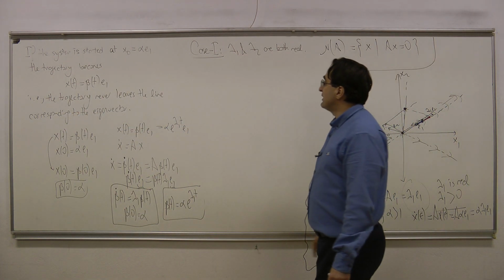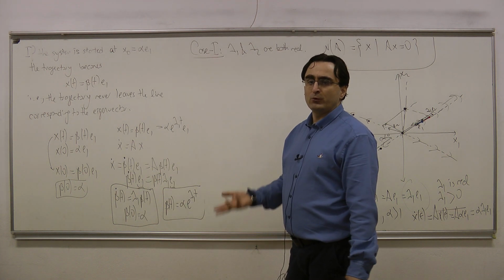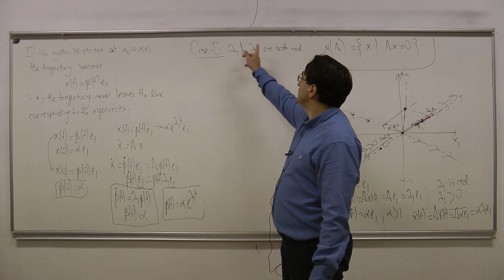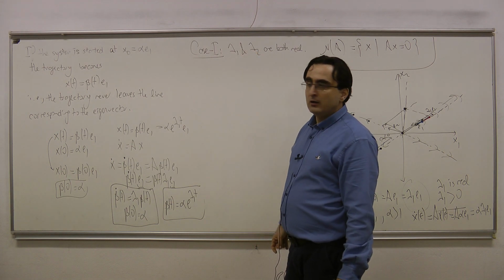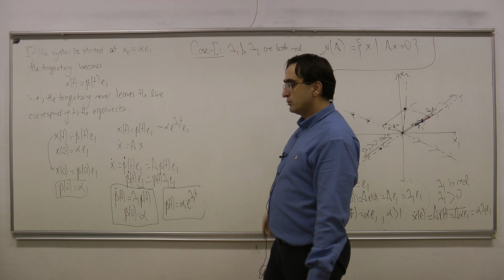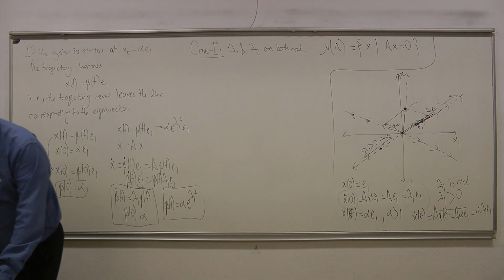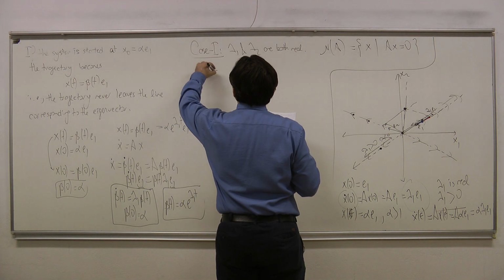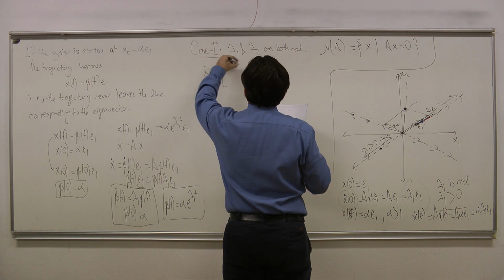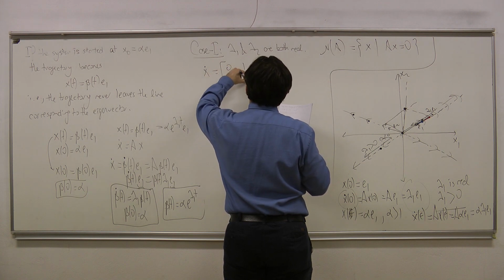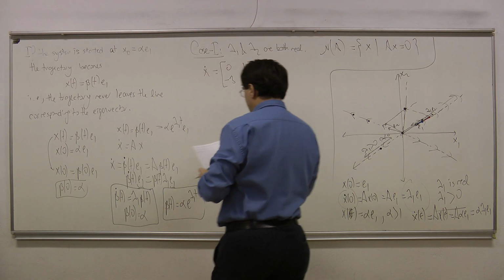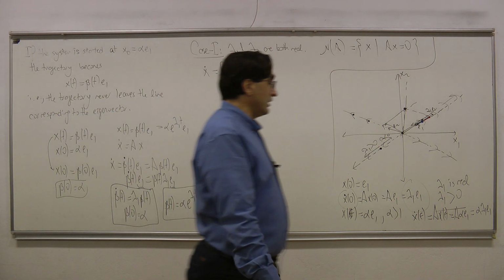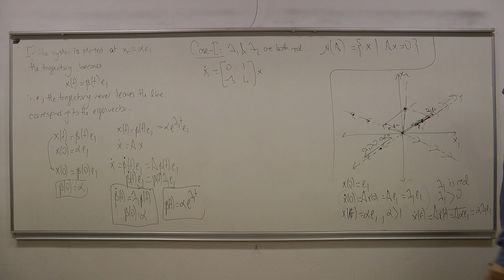Okay? That means that since A is composed of only real elements, when one of the eigenvalues is complex, the other one is going to be complex as well. Or when one of them is real, the other one will be real as well. Okay? So let us say that our system is in the following form. X dot is equal to [0, 1; -3, 4] x. This is my system. And let us consider this system and try to draw its trajectories.